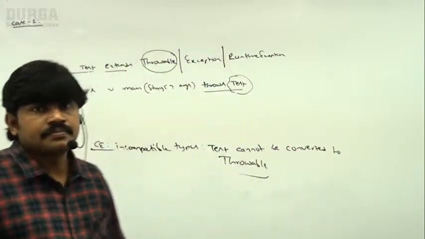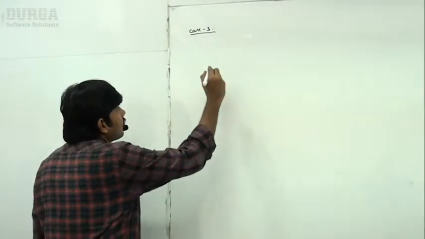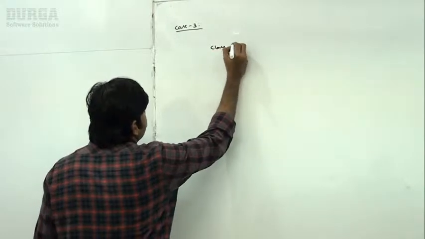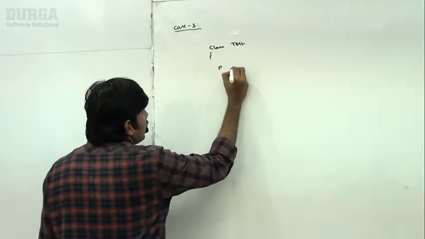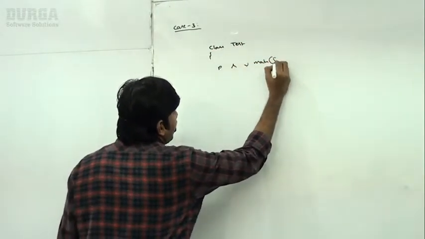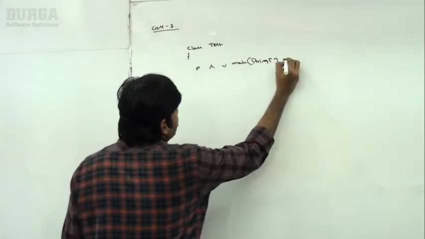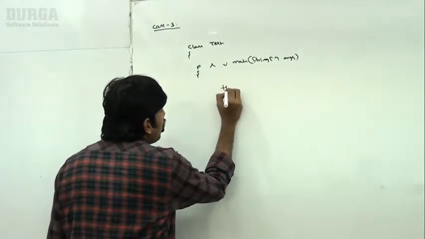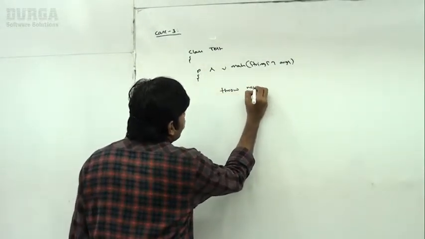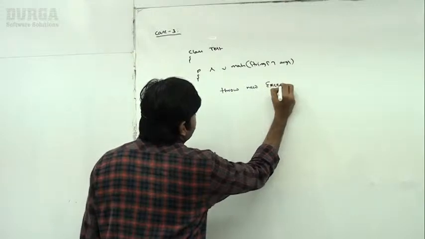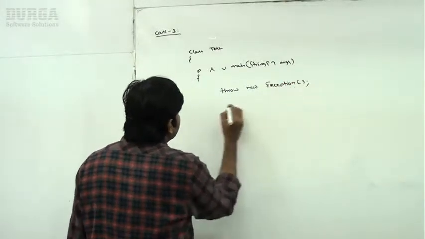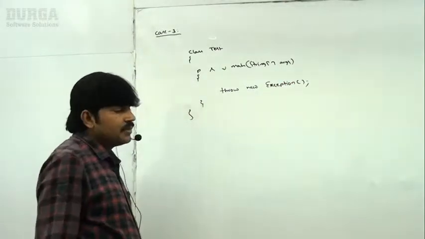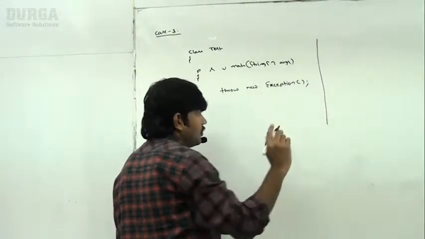Clear? Sir, now the next case, a bit dangerous case, take special care. Here I am taking class test, public static void main, string array args. Here, throw, I'm taking new exception. Throw new exception, like this I'm taking. Sir, this is the first part.